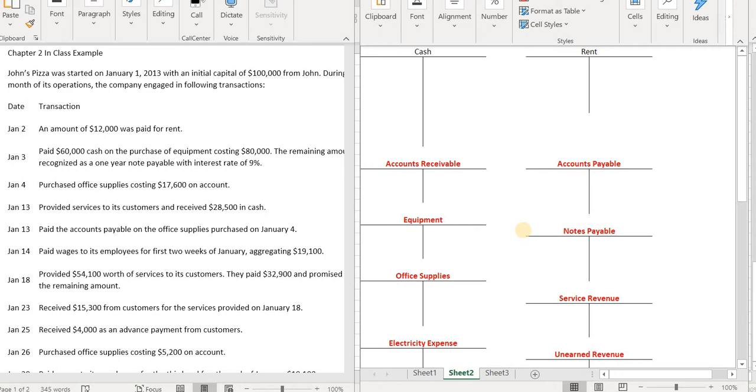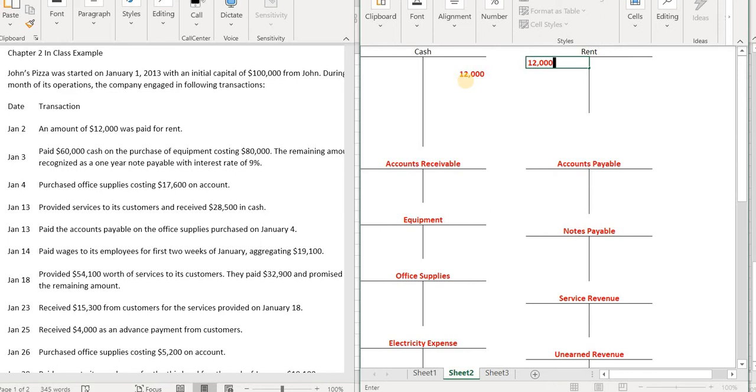So let's go through these transactions one at a time and see if we can post them to the ledger. January 2nd, an amount of $12,000 was paid for rent. So cash is going to go down, rent's going to go up. How do I reduce cash? Credit it for $12,000. And rent, you're going to increase it with a debit, $12,000. So there's our first one.